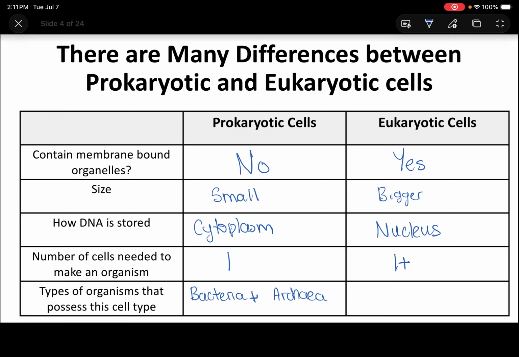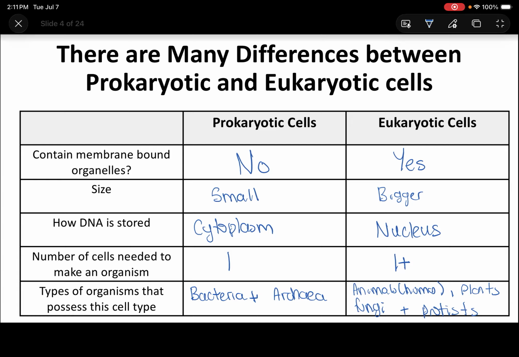Eukaryotes encompass a much wider range: animals, including humans, plants, fungi, and there's a group called the protists. The protists tend to be the single-celled eukaryotic organisms. So these are some of the more important fundamental differences.